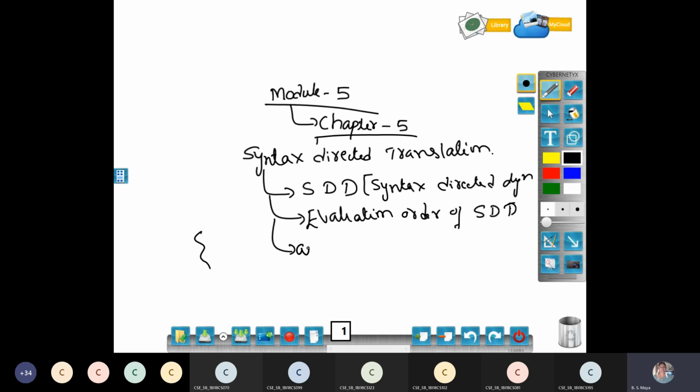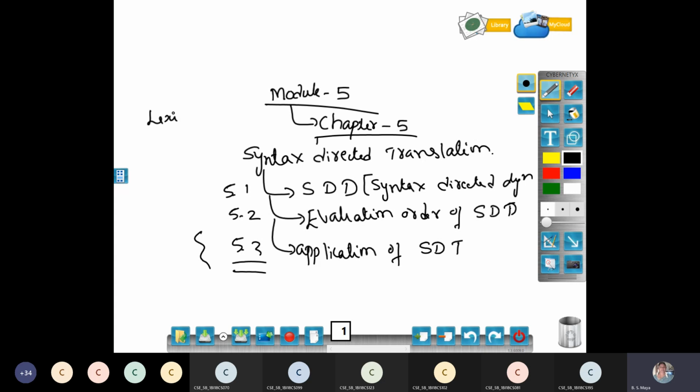Third one, application of syntax directed translation. Okay, these are the topics we have to study in this chapter. We'll not look into more on this. Just these are the 3 points: 5.1, 5.2, and 5.3.